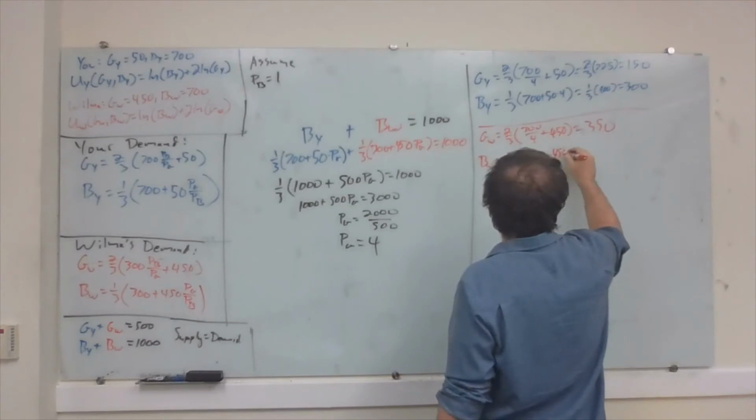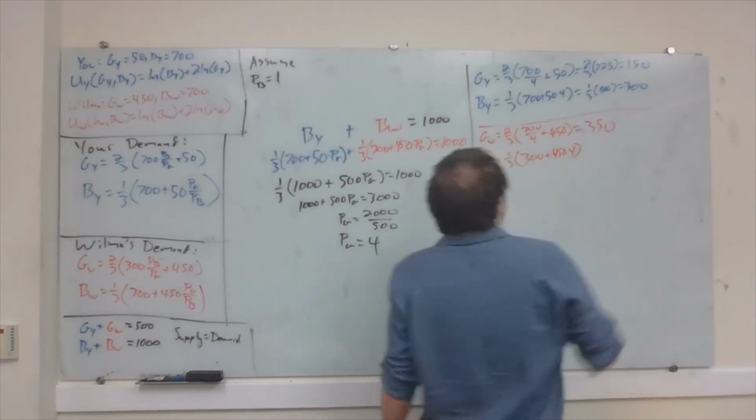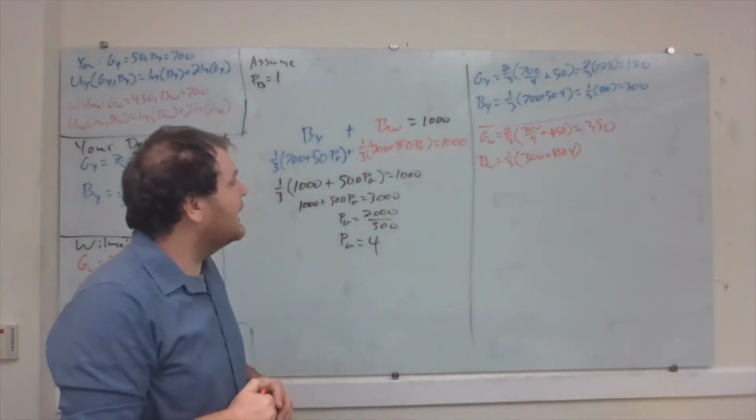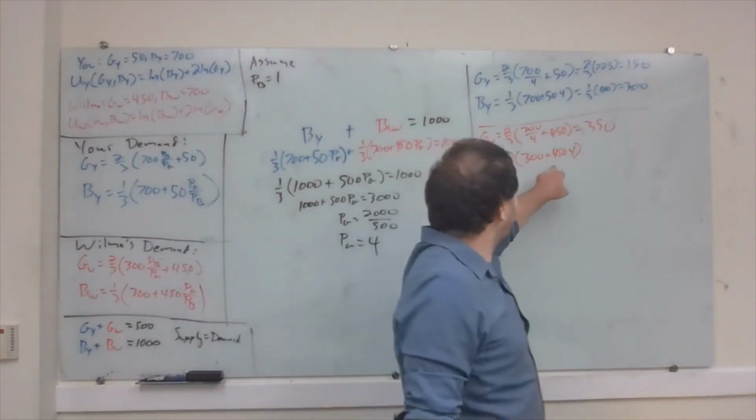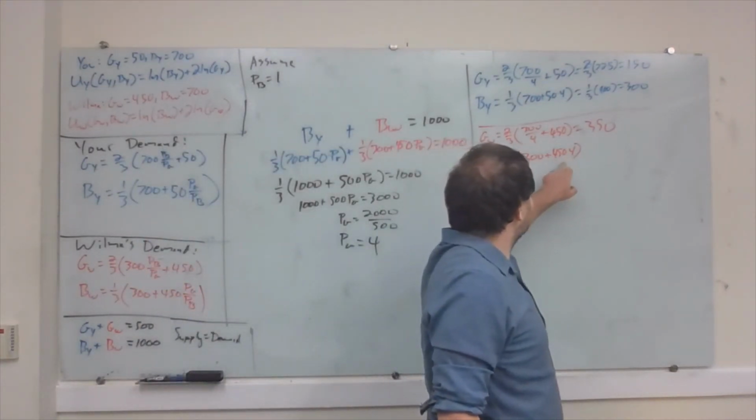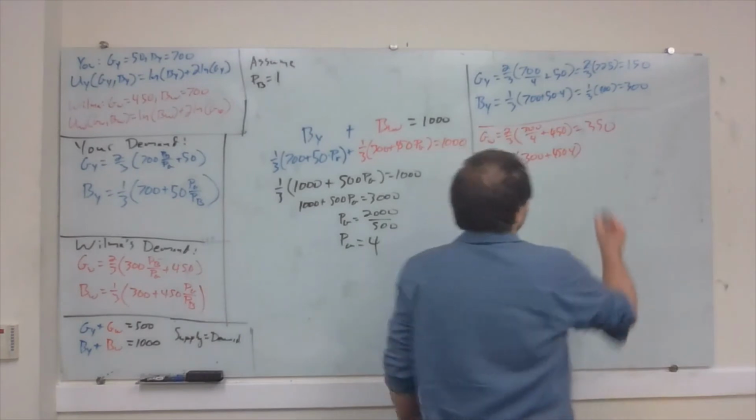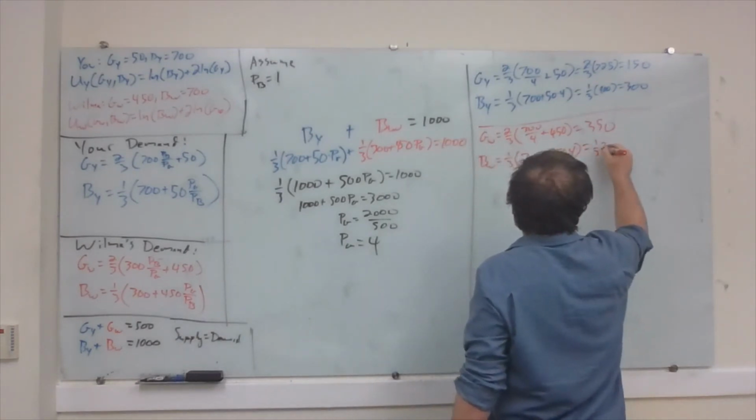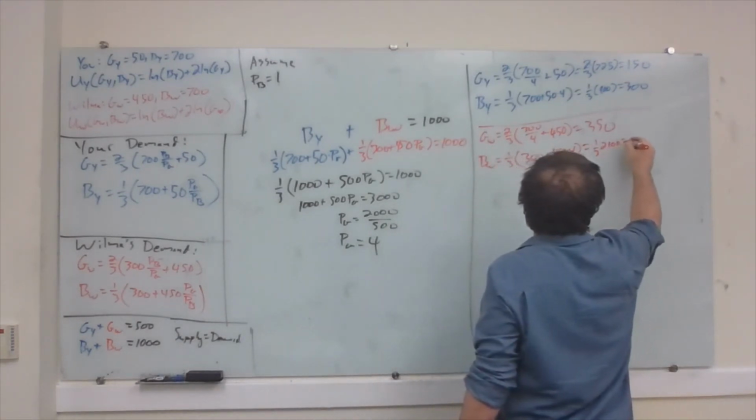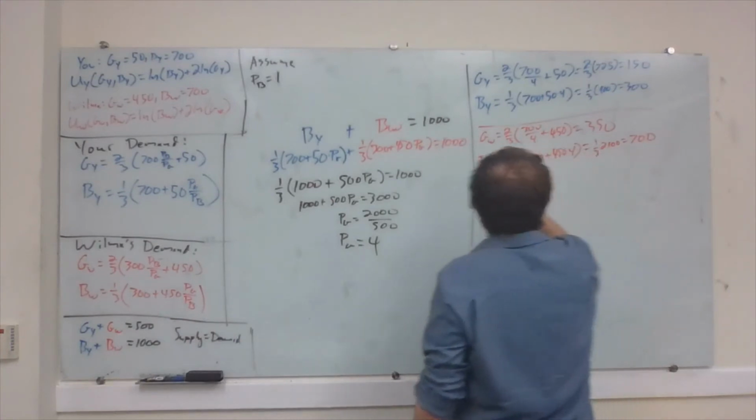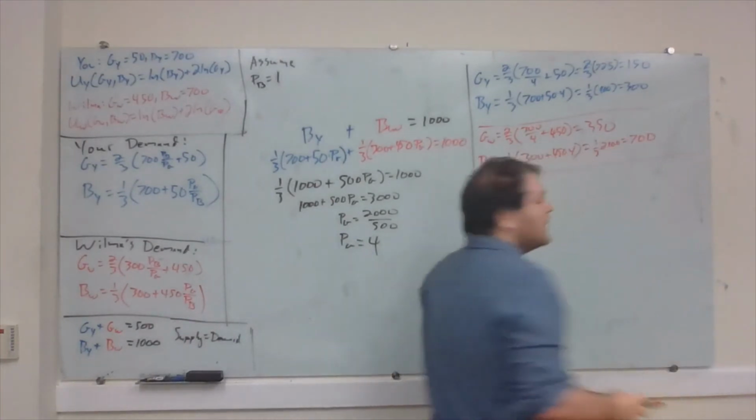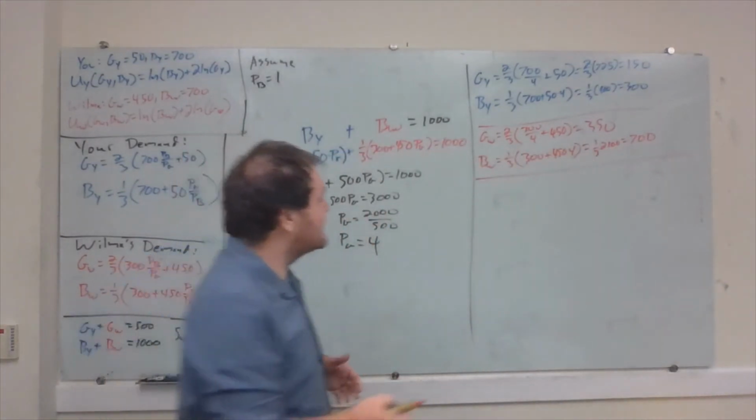450 times 4. Right? 450 times 4 is, what is that? 1600 plus 200 is 1800, 2100. 1/3 of 2100 is 700. Make sense? So we can notice that indeed supply equals demand, right?